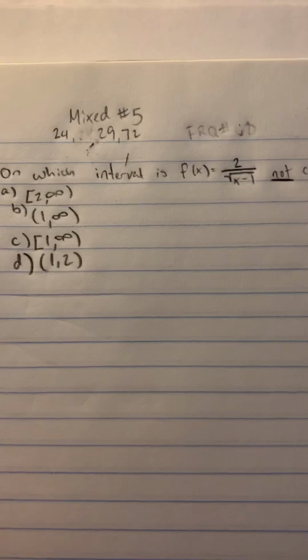The first question somebody asked about was one that looks like this. On which interval is f of x equals 2 over the square root of x minus 1 not continuous? This is the thing that we really care about, this 2 over the square root of x minus 1. If we plug 1 into this thing, then we would get 2 over the square root of 0, which is 2 over 0, which is undefined, which means that the function doesn't exist when x is 1.